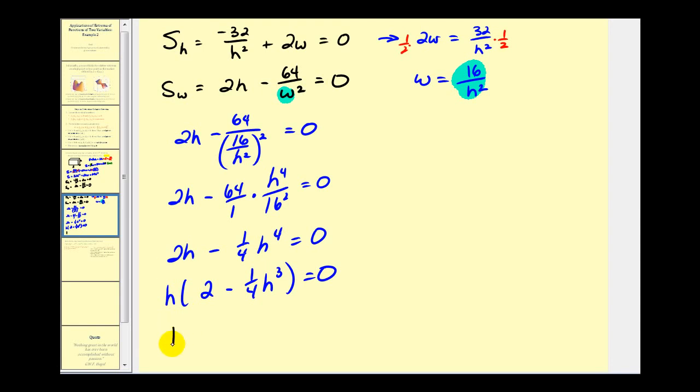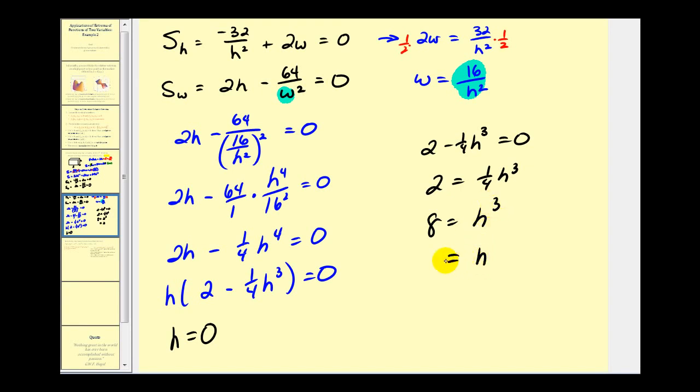So now we know h could equal 0. And now let's determine when 2 minus 1/4 h cubed is equal to 0. Let's move the h to the third term to the other side. We'll have 2 equals 1/4 h cubed. Multiply both sides by 4. We'd have 8 equals h cubed. So h is equal to 2.